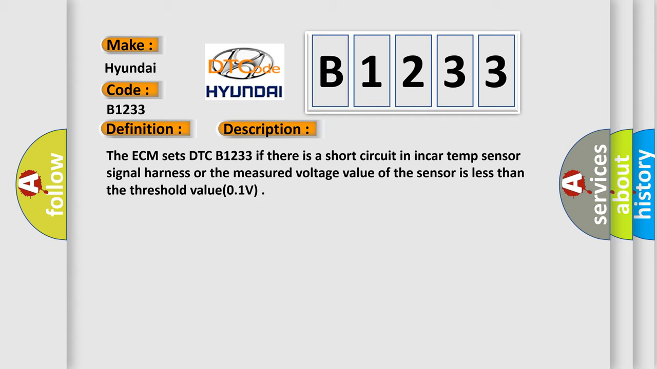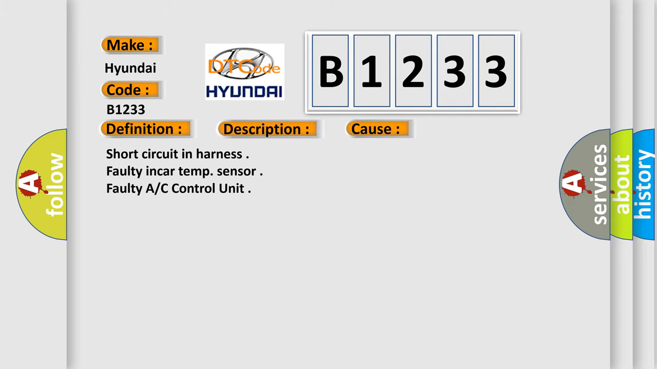The ECM sets DTC B1233 if there is a short circuit in the incar temp sensor signal harness or the measured voltage value of the sensor is less than the threshold value of 0.1 volts. This diagnostic error occurs most often in these cases: short circuit in harness, faulty incar temp sensor, faulty AC control unit.